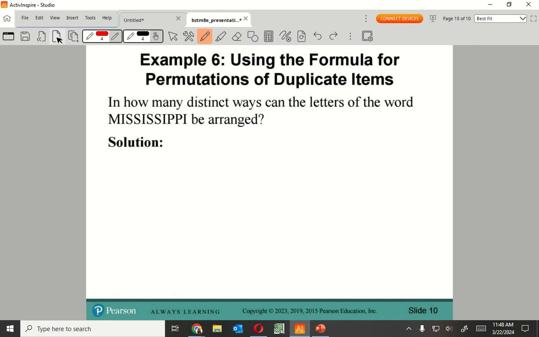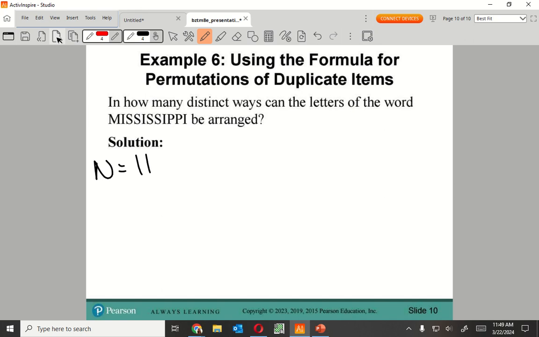How many distinct ways can the letters of the word Mississippi be arranged? First, what is N? The amount of letters. How many letters, right? So in this case, there is going to be 11. N equals 11.